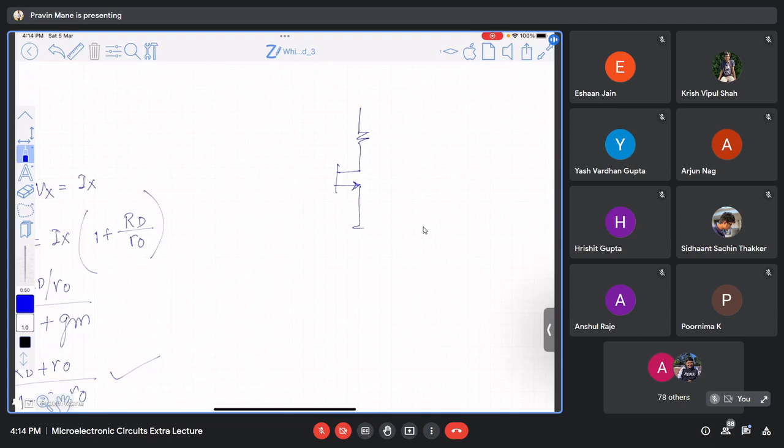What is that? Suppose I have this configuration: Vin, and this is VDD, this is Vout, this is RD, this is RS. Suppose I ask you what is the resistance looking from this terminal, Rout, what is the output impedance? Can anybody tell me what will be the output impedance?